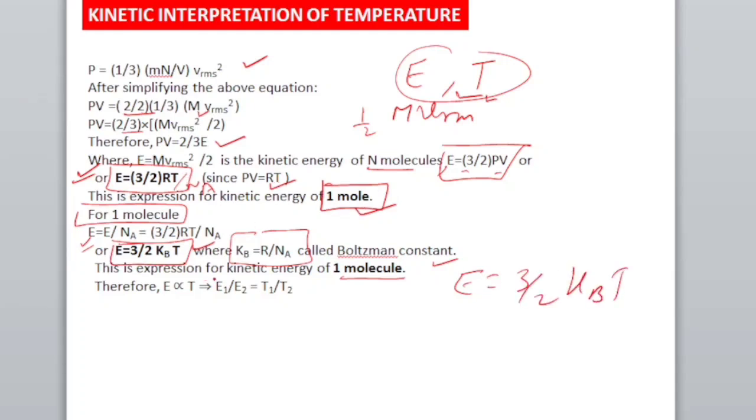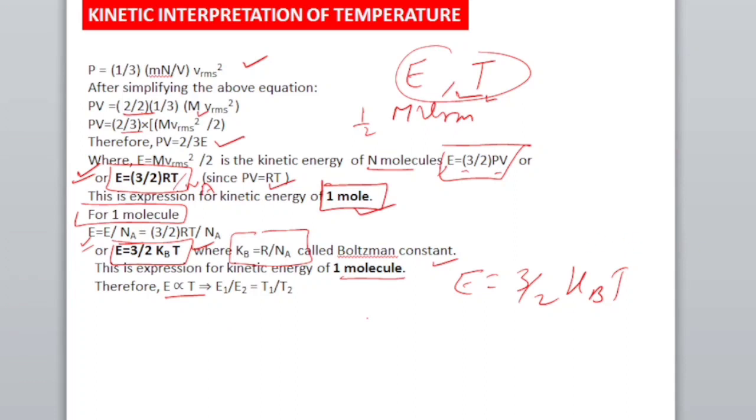From both these expressions, it's clear that energy is directly proportional to temperature. So you can write E1 by E2 equal to T1 by T2. From here it is clear that kinetic energy is directly proportional to the temperature of the gas molecules. Hope it's clear to all of you.